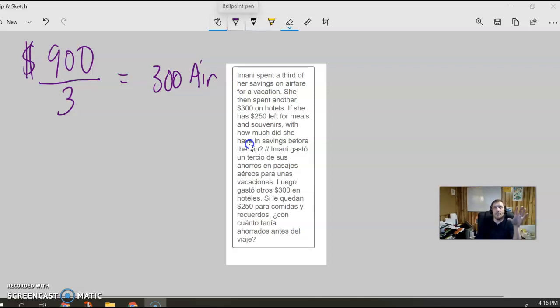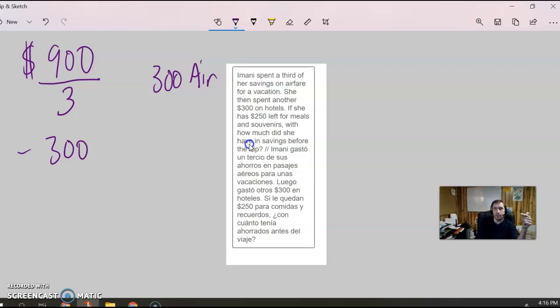All right, so we have that $900 divided by 3 as our airfare. So I've got to get rid of that equal sign. I just want you to see. But then we also spent $300 on hotel. Now this is where, when you spend money, we're actually subtracting money. So some of these things are the skills that we're learning as we go through this.